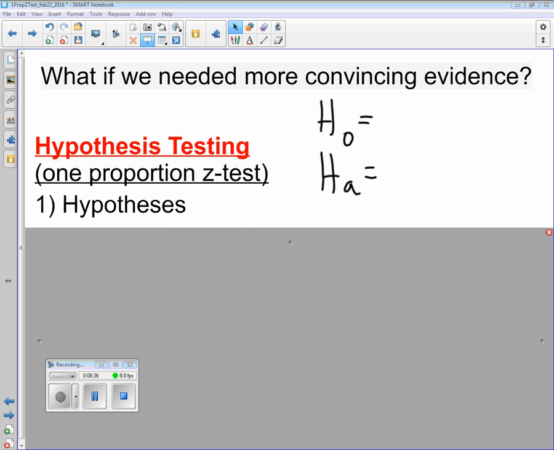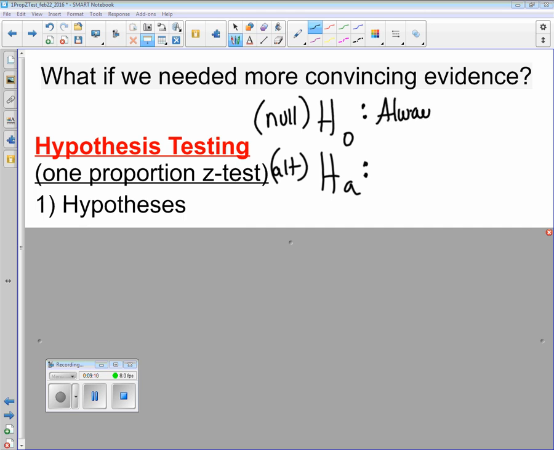H subscript 0 is the what hypothesis? The null hypothesis. So this is your null. The Smartboard loves to work and loves not to work. Anyway, what is HA? The alternative hypothesis. Whenever we write the null and alternative hypotheses, they are always, always, always written in terms of the population parameter.